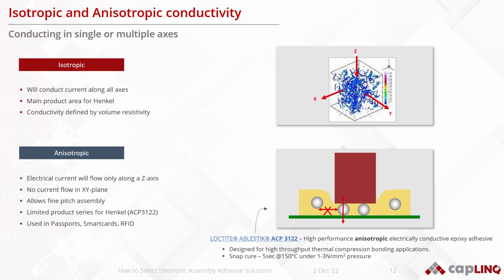Most materials we will be discussing today, and also in the Henkel portfolio, are the so-called isotropic materials. Isotropic simply means that it could conduct electricity in all directions. So X, Y, and Z, it doesn't matter. Another option for a material is an anisotropic conductivity. This simply means that there's only conductivity in the Z direction. Henkel has one product in particular that could be used for certain applications, which would be the ACP3122. Applications where this material could be used are, for instance, passports, smart cards, or RFID applications.